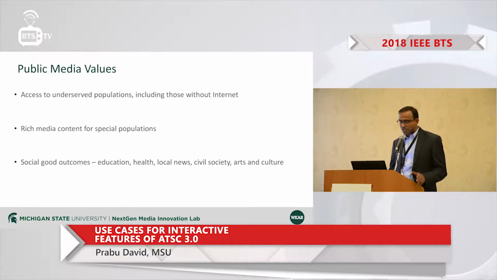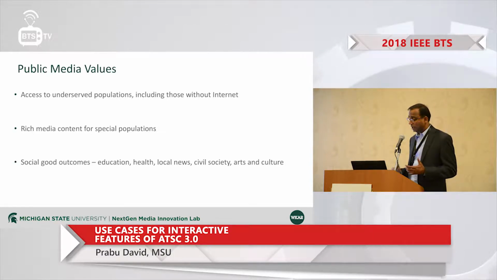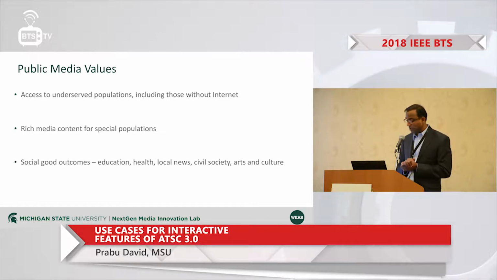The second one is rich media content for special populations. Special populations could be anything from children to senior citizens to people with disabilities, host of special populations we have. And then looking at how we could use this for social good outcomes, thinking about education, health, local news or journalism, civil society, arts and culture, and of course, emergency management and emergency communication. So those are some of the potential applications if you think about this as public media values, things that we care about in terms of common good.